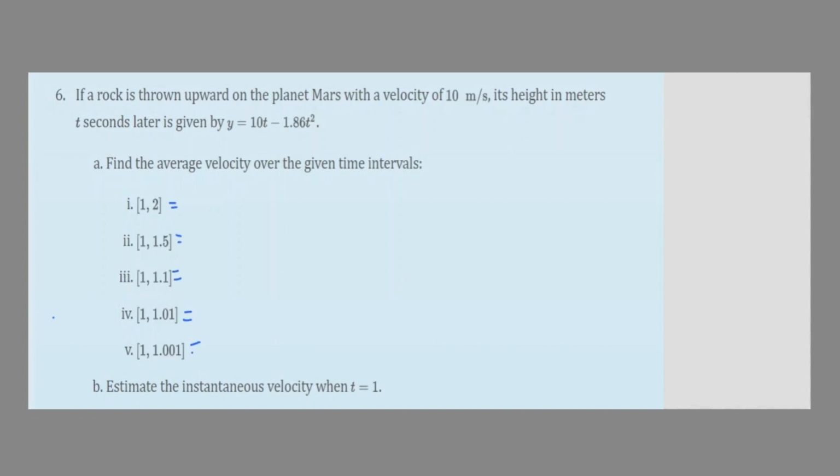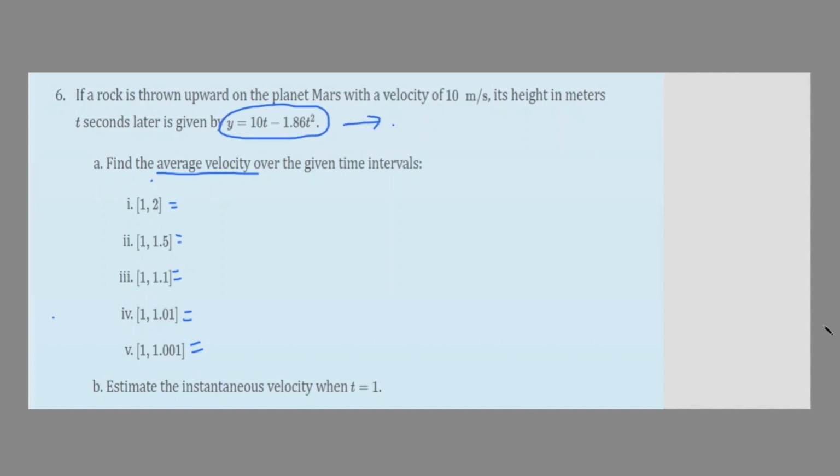Alright, so this question is, if a rock is thrown upward on planet Mars with a velocity of 10 meters per second, its height in meters t seconds later is given by the equation y equals 10t minus 1.86t squared. So for A, we have to find the average velocity over the given time intervals. So we know that its height in meters refers to the position, so this is the position equation.